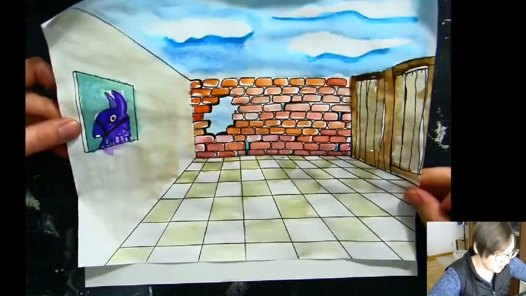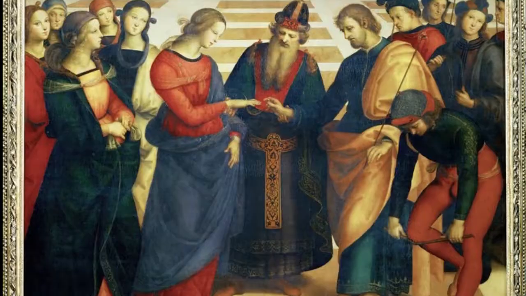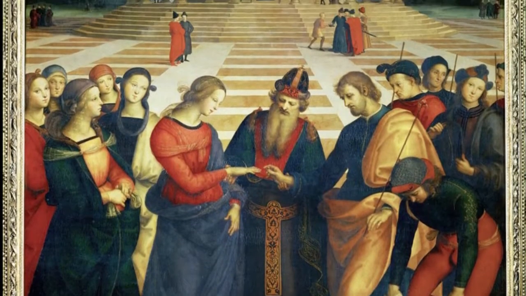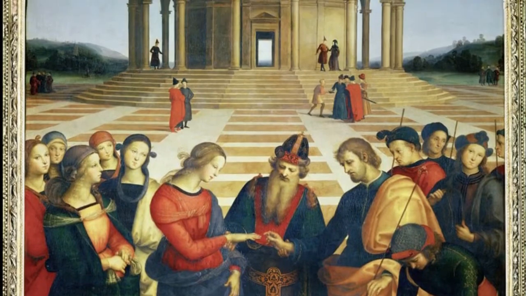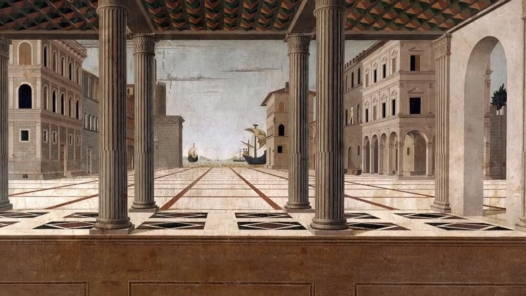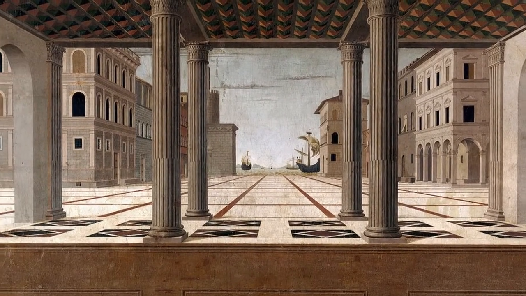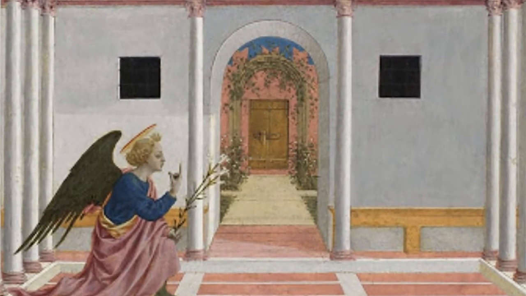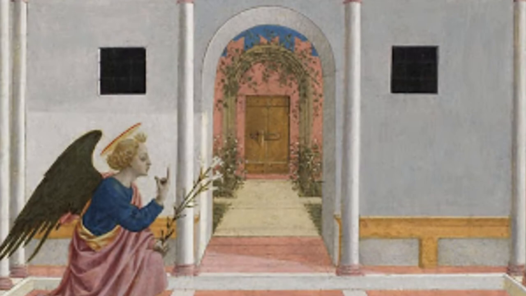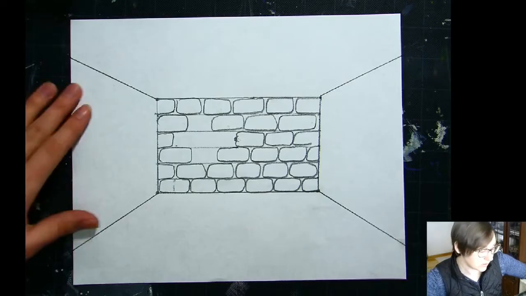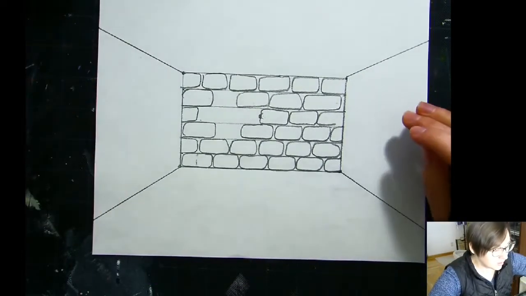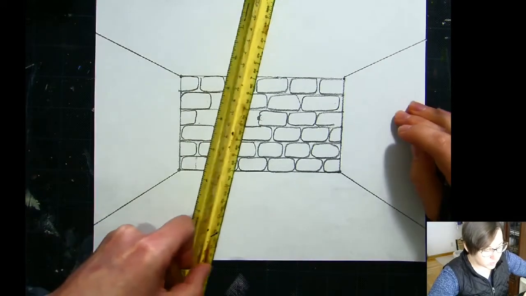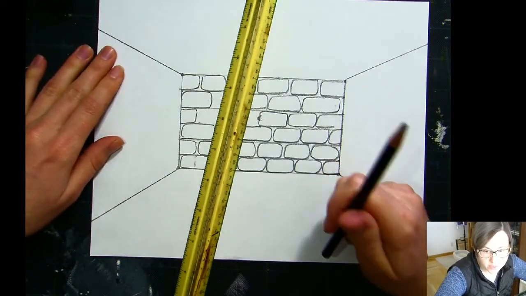This is a very old optical illusion. It was invented in the Renaissance. It just uses a vanishing point, and things that go further away from the viewer in space tend to get smaller. So the vanishing point kind of helps us make these things get smaller. So for this, you're going to need your ruler and a pencil.